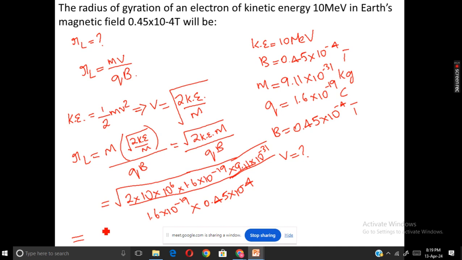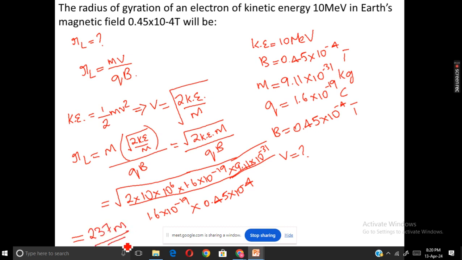Did anyone get? 2 into 10 into 10 raised to 6 into 1.6 into 10 raised to minus 19 into the mass of the electron, which is 9.11 into 10 raised to minus 31, the whole root, divided by 1.6 into 10 raised to minus 19 into 0.45 into 10 raised to minus 4. So the answer will be 237.